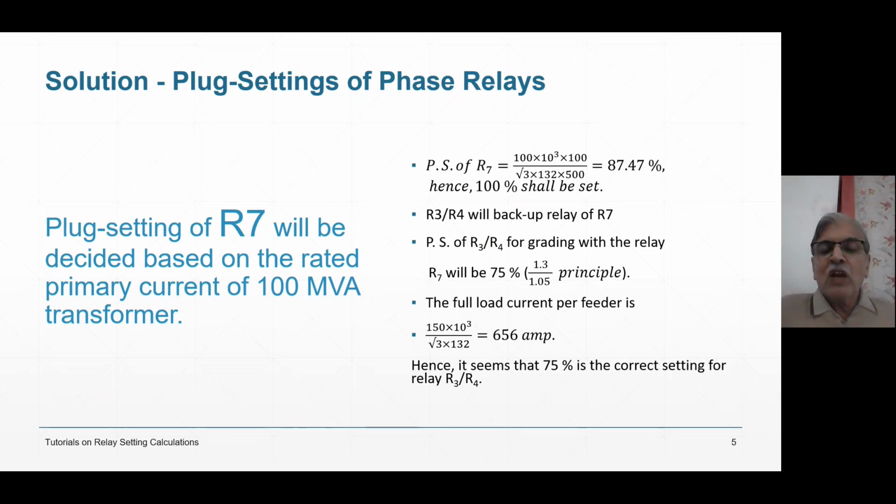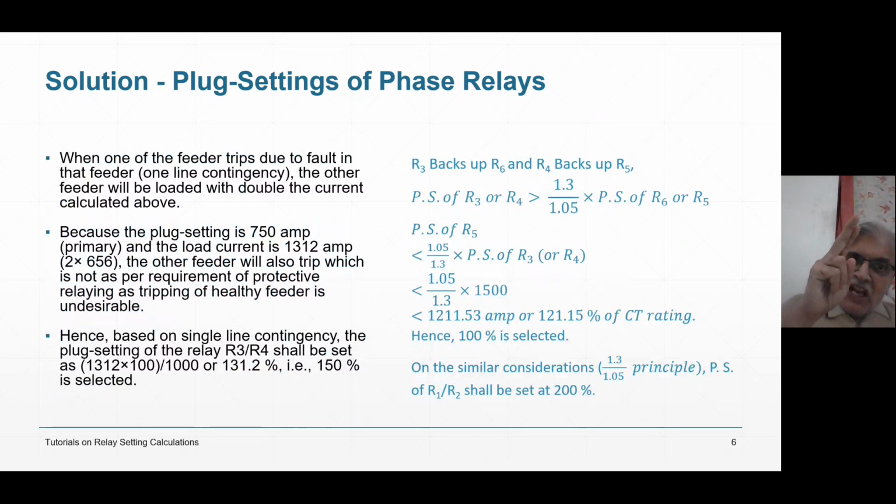But my dear friend, this would have been so had we used a numerical relay. But as right now we are not thinking about numerical relays, that will not be the case, because if one of the feeders trips due to a fault, out of two parallel feeders, that means there is one line contingency. Or say one feeder is under maintenance. Then the other feeder will be loaded with double the current that we have calculated. Not 656, but double the current.